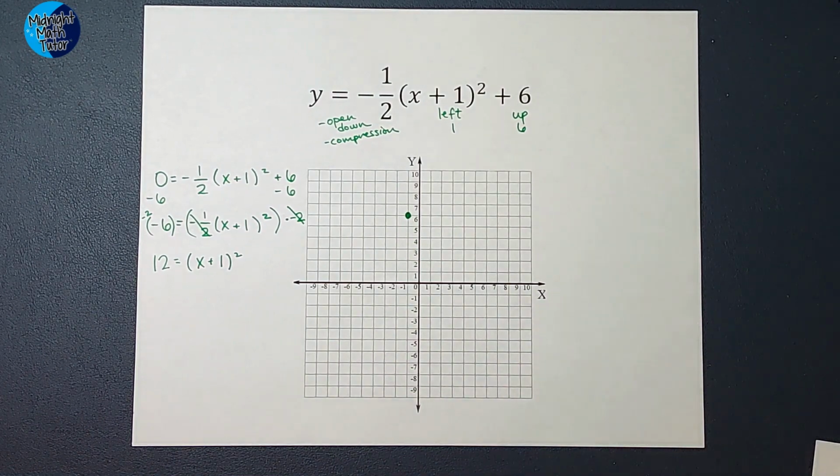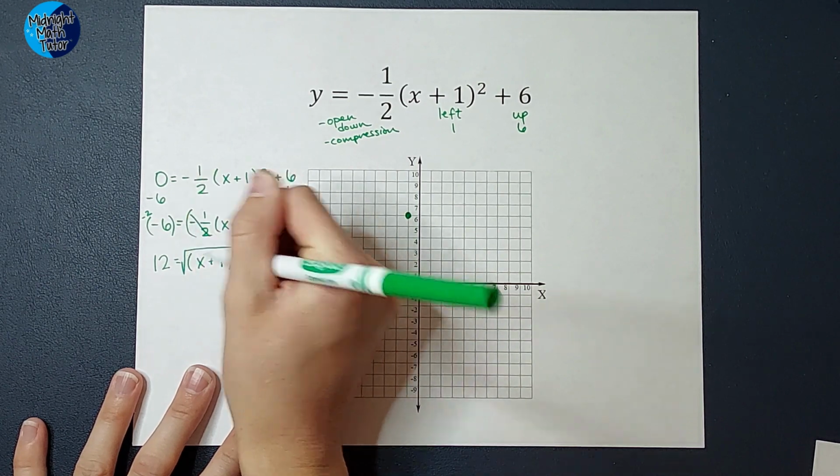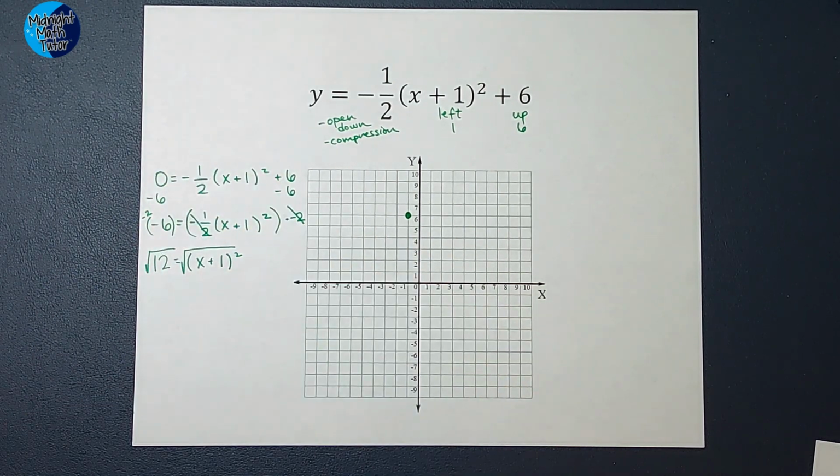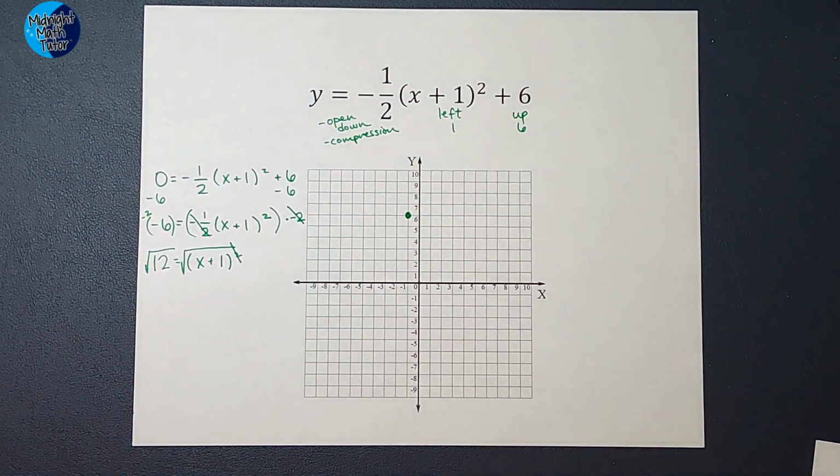Now, to get rid of a squared, I take the square root, right? So I take a square root of both sides. That gets rid of those squares, right? Okay, this is where it gets cool. Are you excited? Okay, whenever we introduce square roots, we need a plus or minus sign, right?